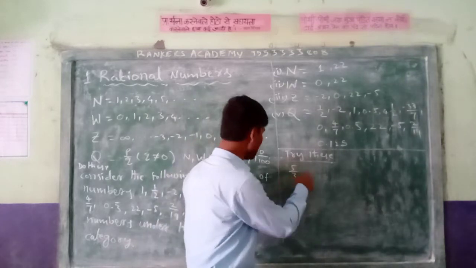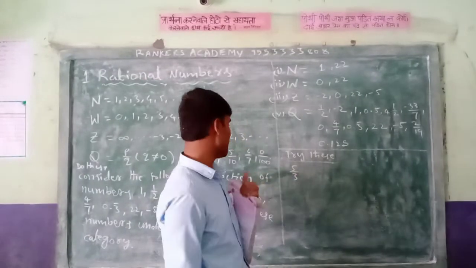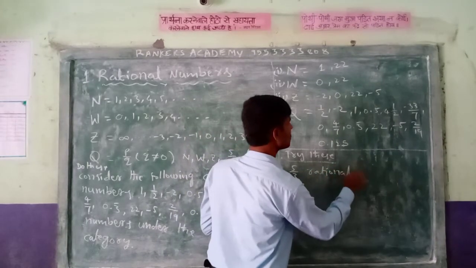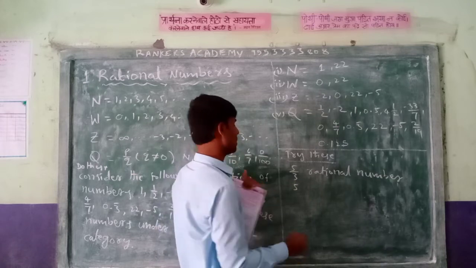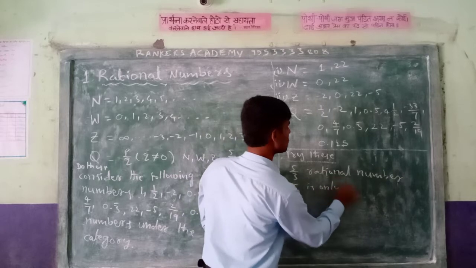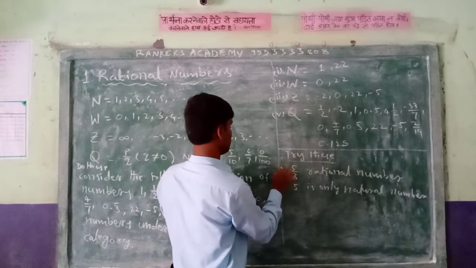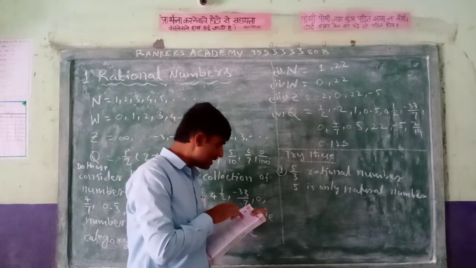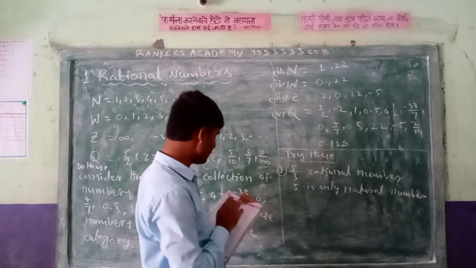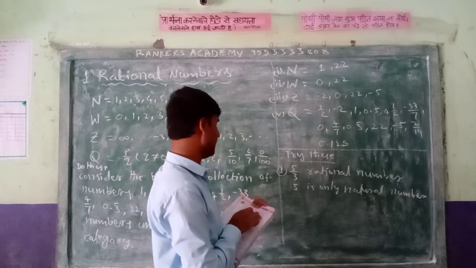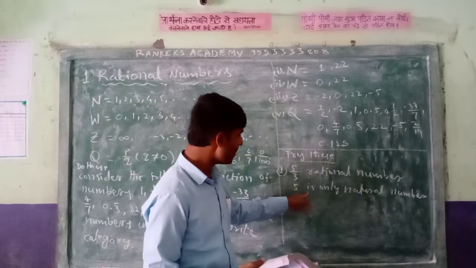Hamid says 5 by 3 is a rational number, and 5 is only a natural number. First problem is this one. Okay, next Sakshi says both are rational numbers. With whom do you agree? So who is correct here? Hamid says 5 by 3 is a rational number, 5 is only a natural number.